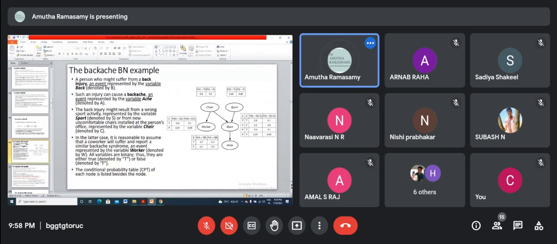This is one simple example where I am talking about 5 variables. There is a variable worker, a variable chair, a variable back, a variable sport, and a variable egg. We don't know the relation; somehow we derive it. Now think of these variables as scattered. How can we make this directional and acyclic?